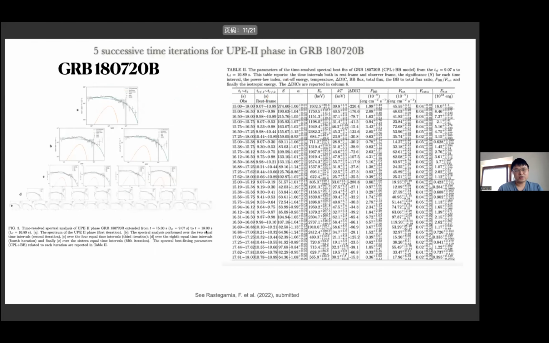We also performed the five iterations for the UPE2 phase for this burst, because the UPE2 phase is also very bright, similar to the 140C. Then we found a similar structure for the spectral analysis, and we summarize our information in this table.